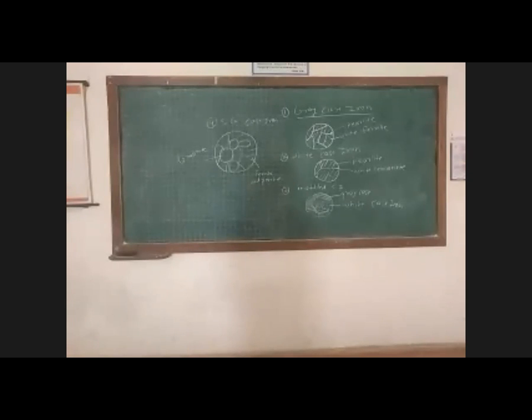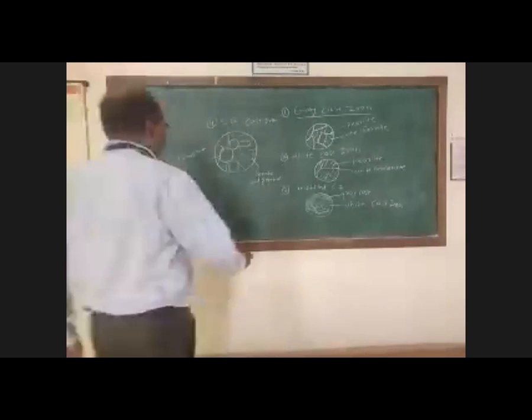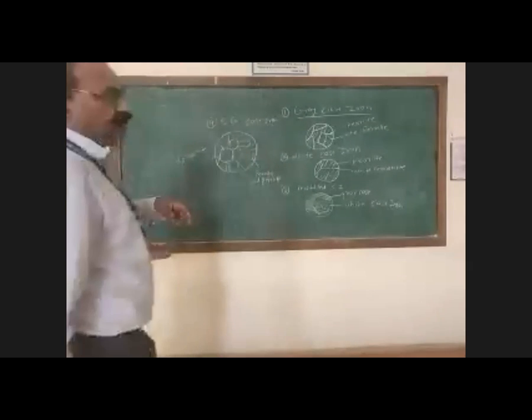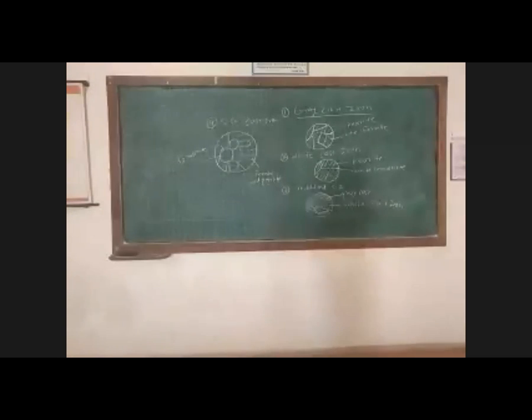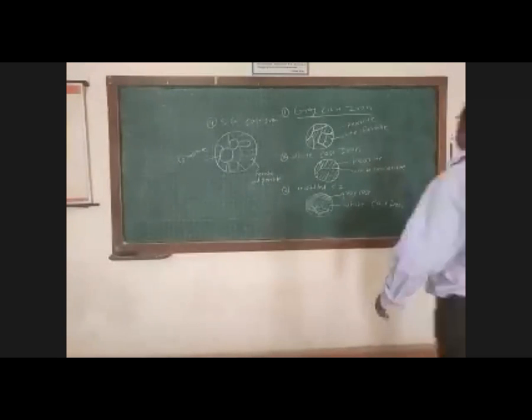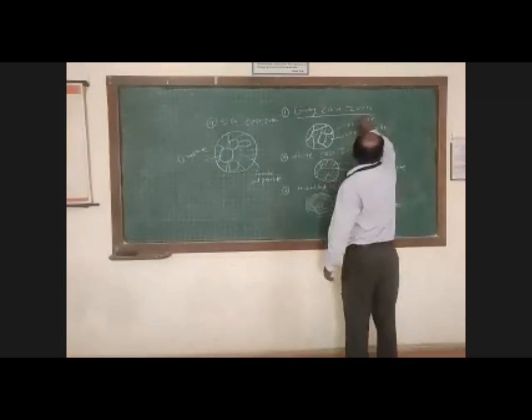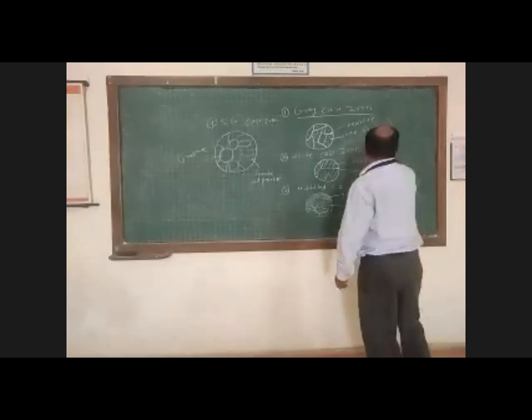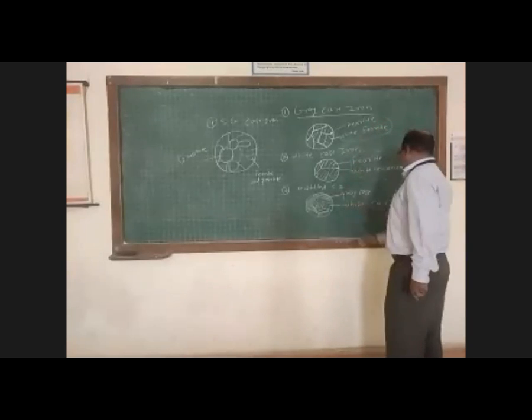Here we have seen 4 types of microstructures. Only these structures you have to remember, what they contain. Very simple: in gray cast iron, pearlite plus ferrite. In white cast iron, pearlite plus cementite.